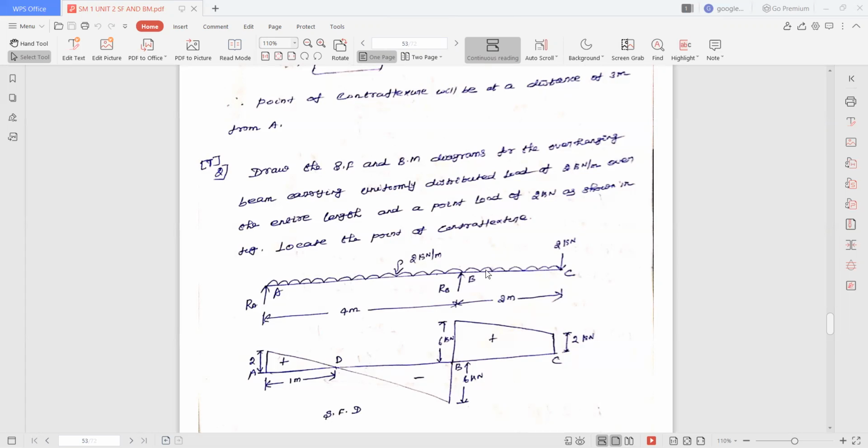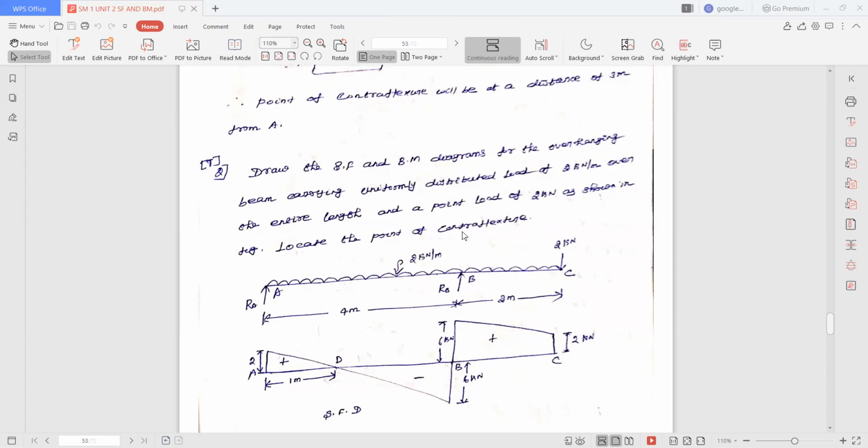Now you can see the problem. Draw the SFD and bending moment diagram for the overhanging beam carrying a uniformly distributed load of 2 kN per meter over the entire length and a point load of 2 kN as shown in the figure, and locate the point of contraflexure.